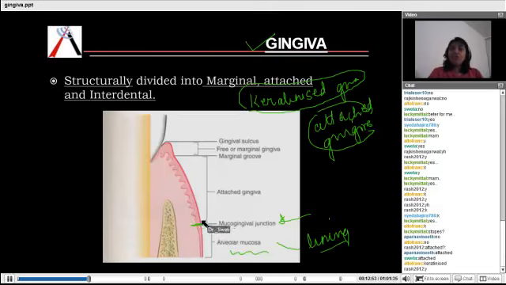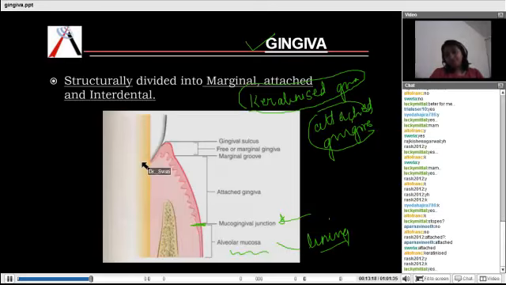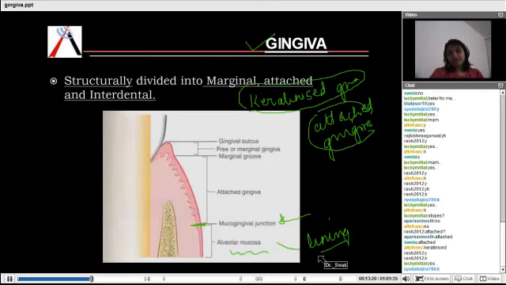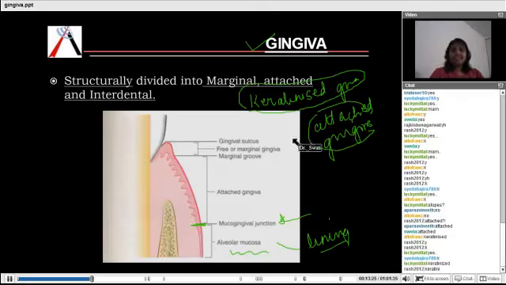But when we talk about the keratinized gingiva, out of the whole gingiva, the marginal and the attached gingiva are keratinized, and alveolar mucosa is non-keratinized. So the keratinized gingiva includes the marginal gingiva and the attached gingiva. Get the point? So which is more? Good, yes, it's the keratinized gingiva.